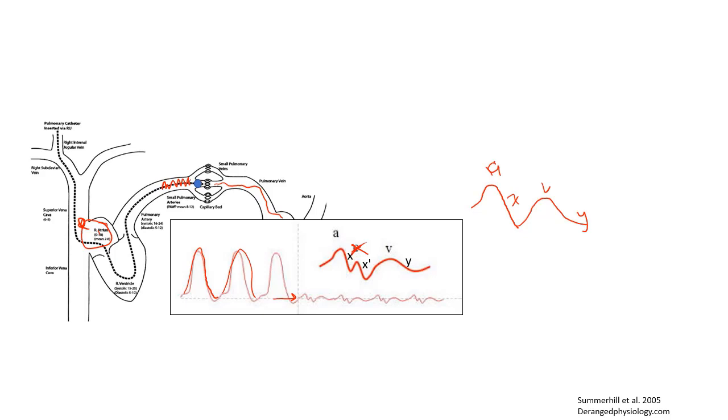And again, the A wave corresponds to atrial contraction. The X wave, X descent, corresponds to atrial emptying and then refilling. And then the V wave is as that ventricle contracts, the atrium fills up to a maximum pressure, and then it empties again in diastole at the Y descent.